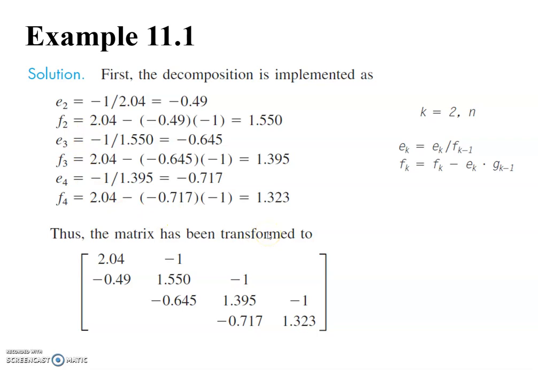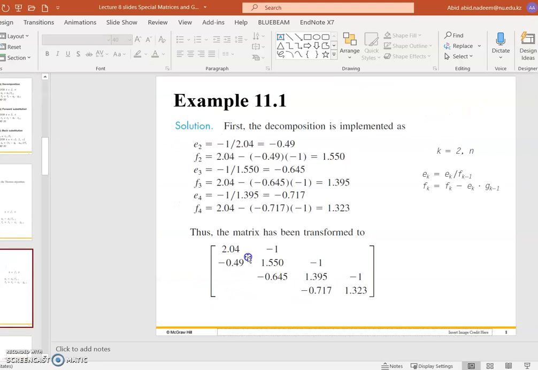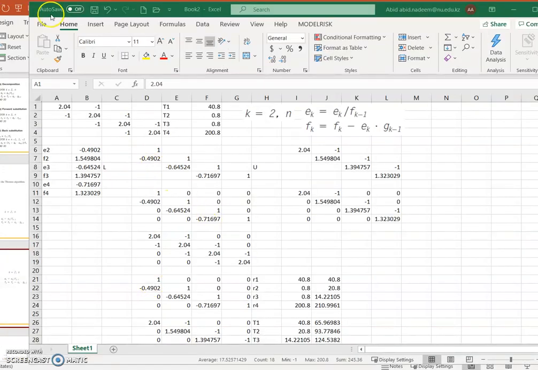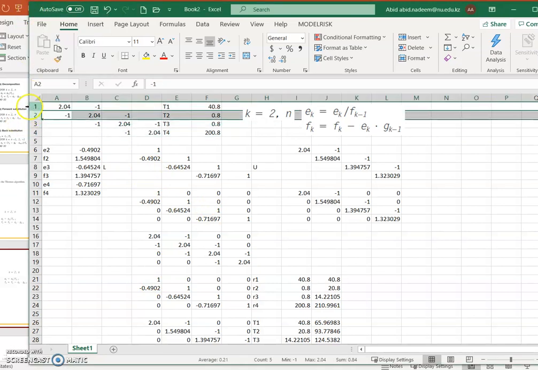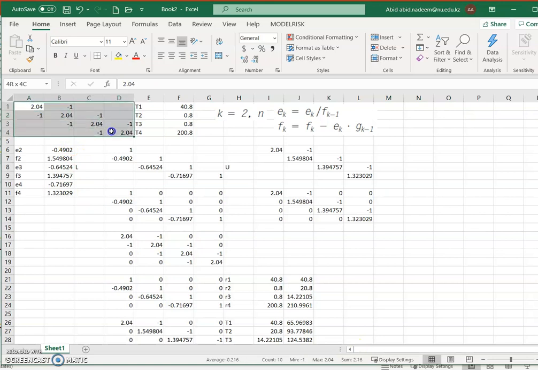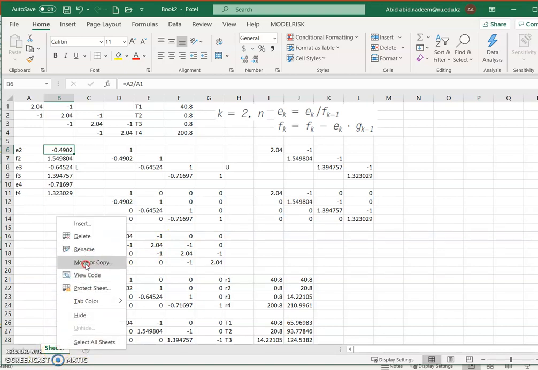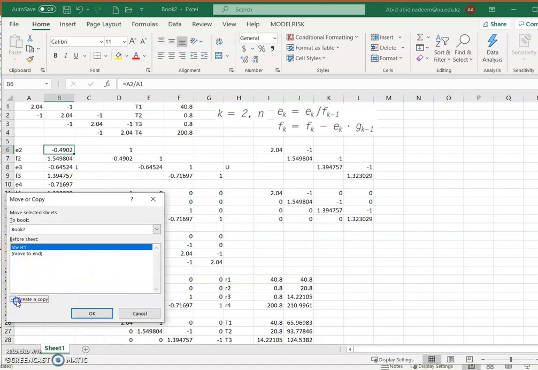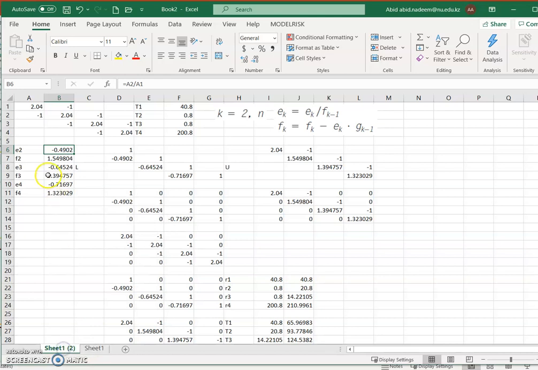So it may be better for me to explain it on a worksheet. In fact I have already done this on Excel, so let me explain it here. So for example, this was the original equation, and these were the coefficients, and then coefficient e2 will be equal to these values. Maybe I can copy this sheet and create a copy. Okay, I will just recreate this sheet.